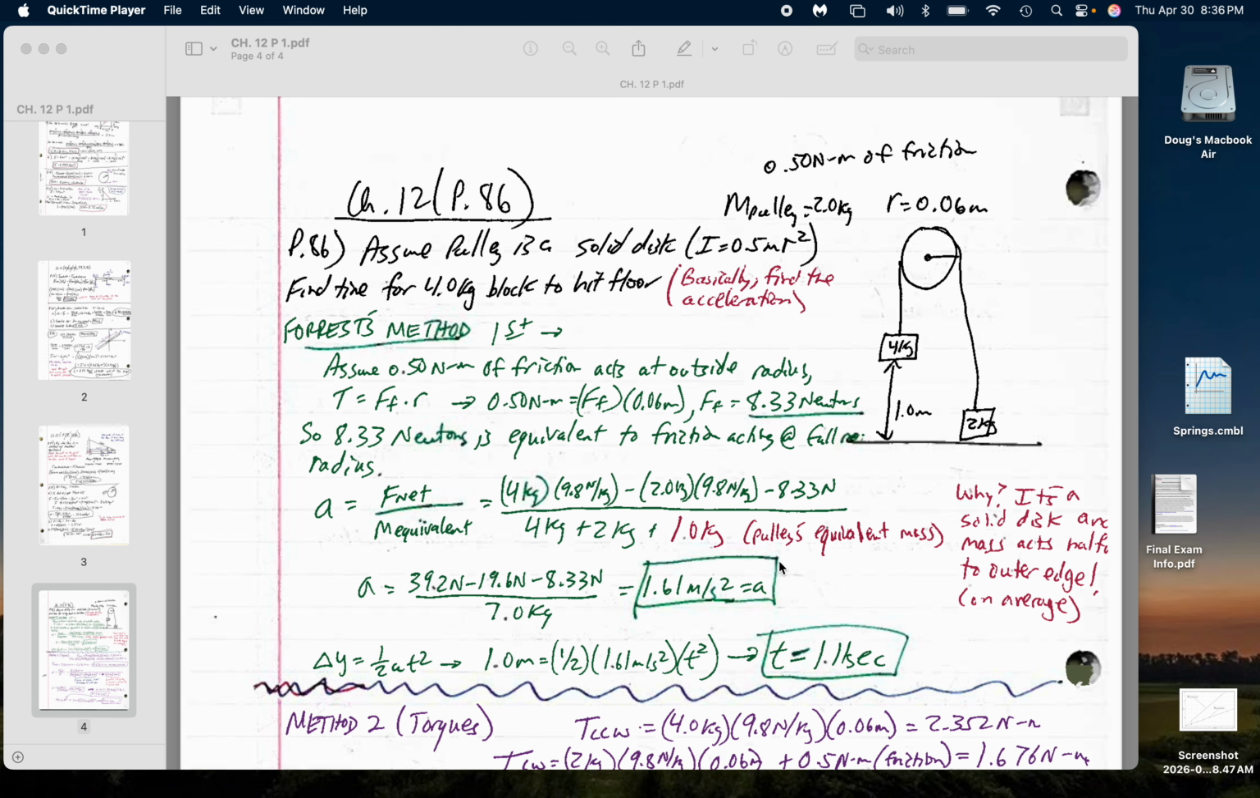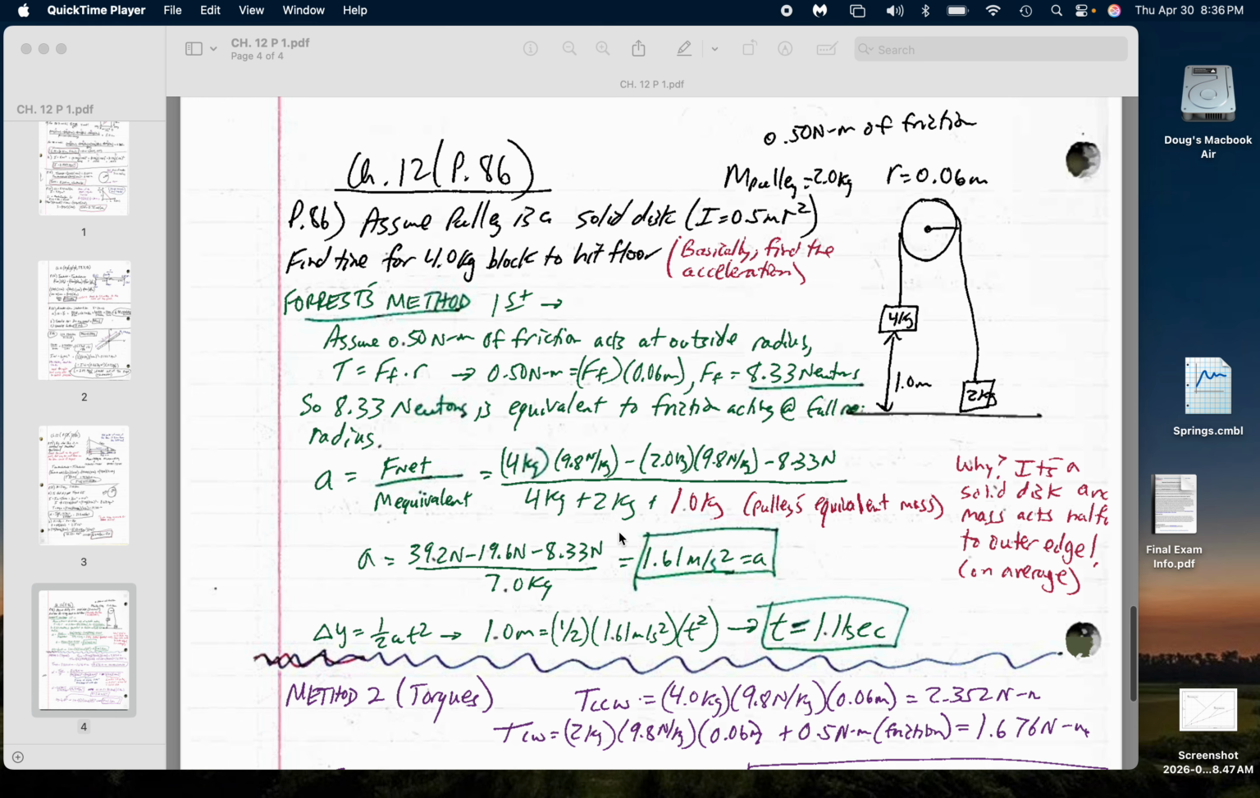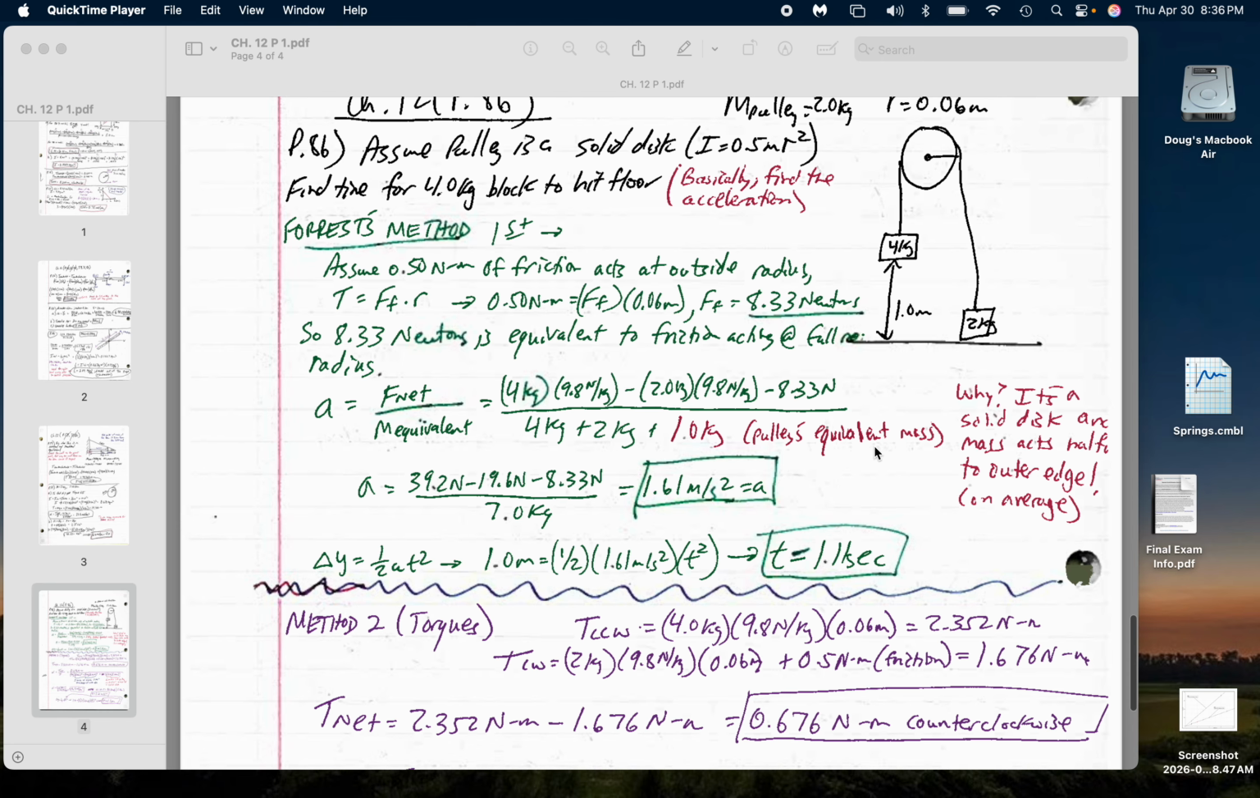That gets me an acceleration of 1.61 meters per second squared, and now I can simply use delta y equals 1/2 at squared to figure out the time to fall. Method 2, so I did this 2 different ways. Mine's sort of a cheat code way, but might be a little less obvious to an AP reader.